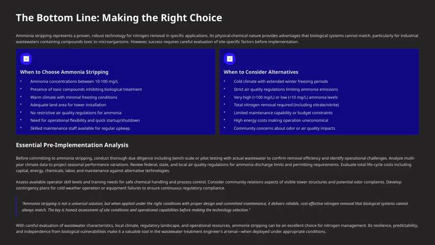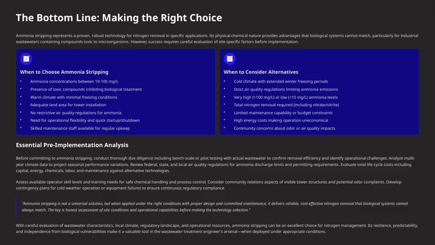This includes bench scale or pilot testing with your actual wastewater to verify removal efficiency and identify operational challenges. Analyzing climate data over multiple years helps us predict seasonal performance. We also need to review air quality regulations at federal, state, and local levels to understand discharge limits and permitting requirements. Evaluating the total life cycle costs, including capital, energy, chemicals, labor, and maintenance, against alternative technologies is crucial.